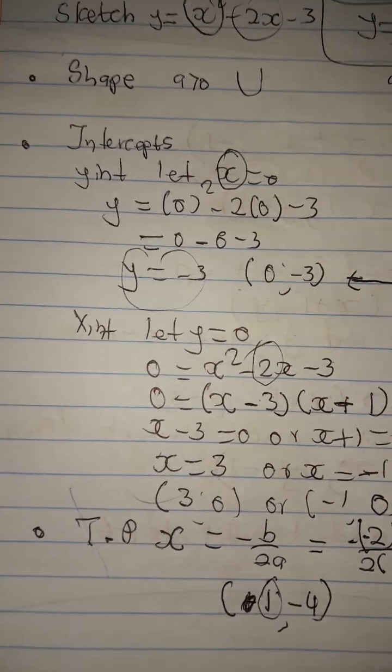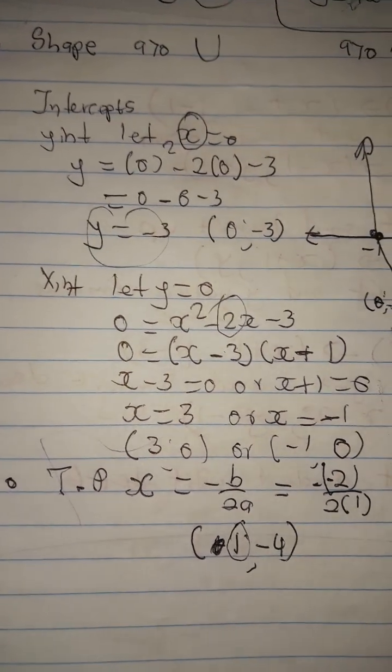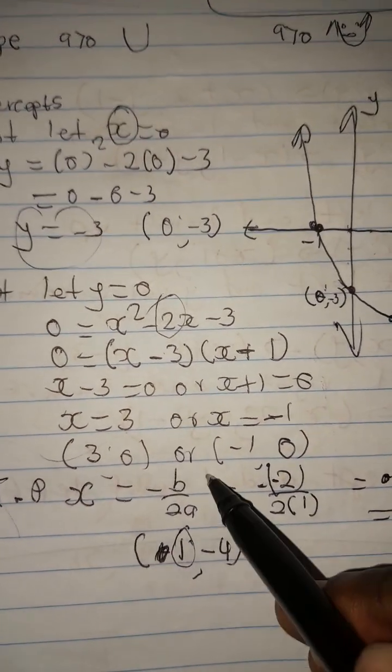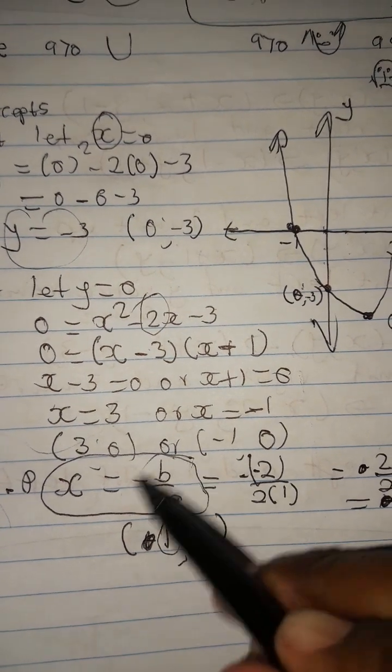First, you need a shape. Second, the intercepts. Third, the turning point. Remember, this is the formula for calculating the turning point.